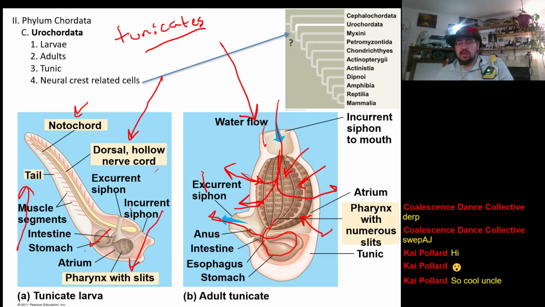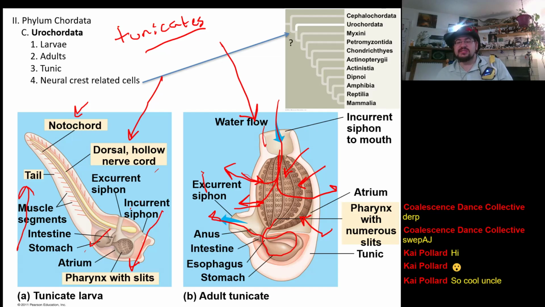Here we see the tunic, by the way, of a tunicate. That big hollow cavity where the pharyngeal slits are is made of cellulose, which is especially weird because that's plant stuff. Cellulose is cell walls, man. It's normally restricted to plants.